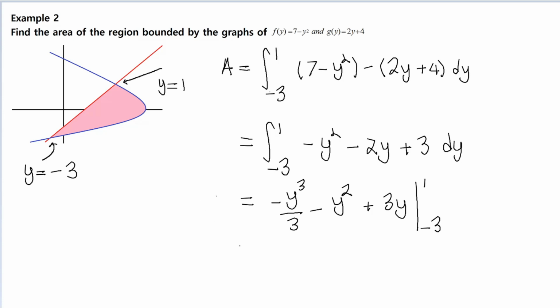Now if you evaluate this equation at 1, you will get 5 over 3, minus, and if you substitute negative 3, you will get negative 9, and 5 over 3 minus negative 9 is 32 over 3 as your final answer. So the area that is bounded by those two graphs is equal to 32 over 3.